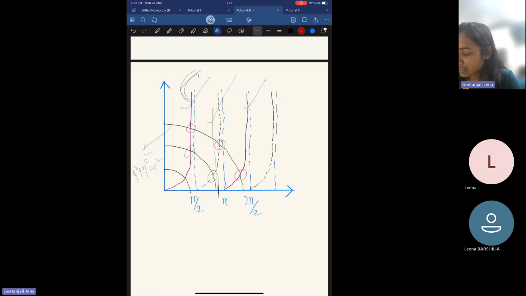If V is in this range, the two intersection points are this. One is T0, one is T1. So whenever two modes are propagating, one will be T0 and one will be T1.